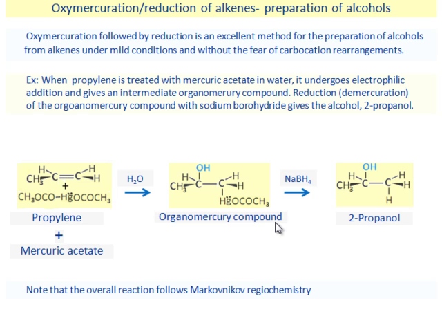Reduction or demercuration of the organomercury compound with sodium borohydride gives the alcohol 2-propanol. Note that the overall reaction follows Markovnikov regiochemistry.